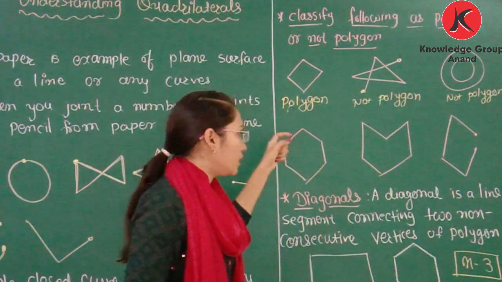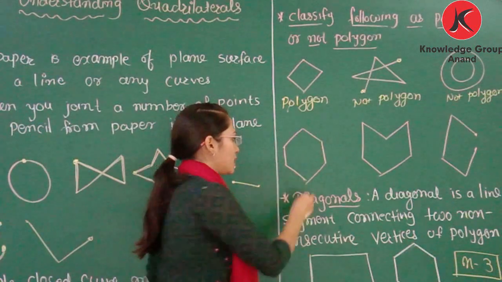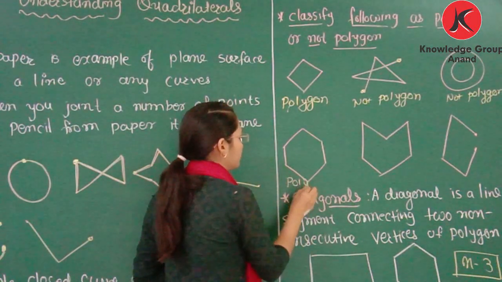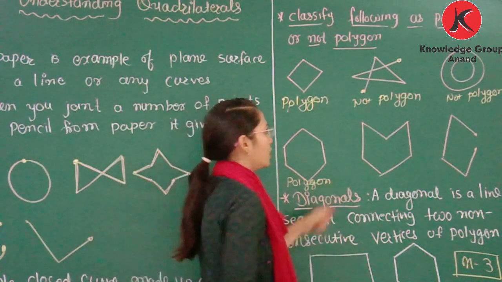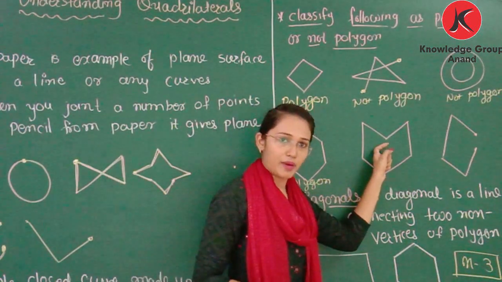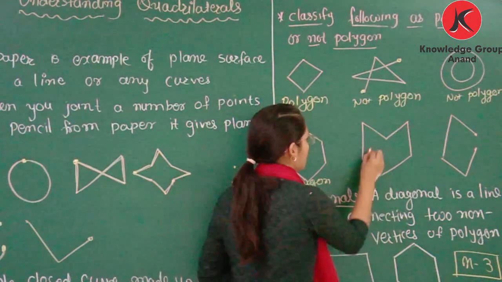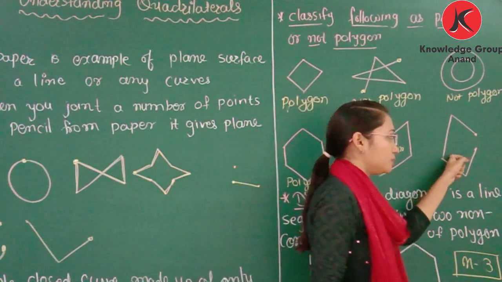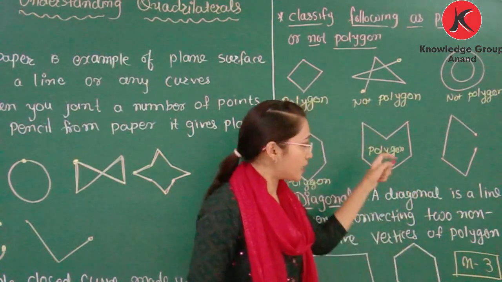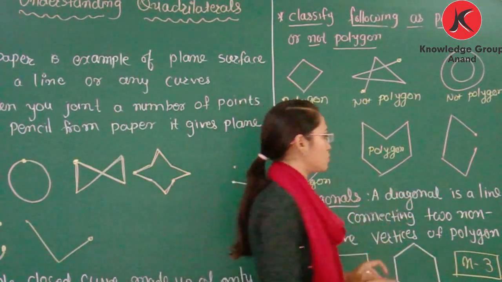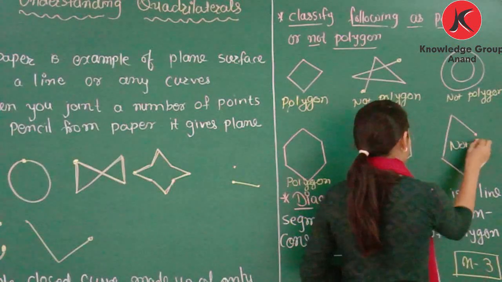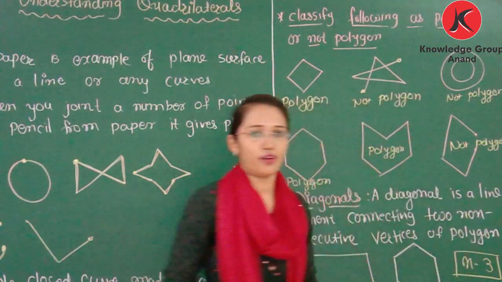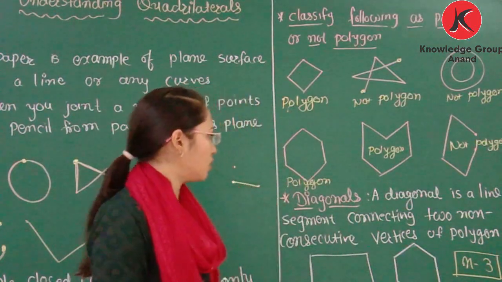This shape here is made up of line segments and it is a closed curve, so it is a polygon. Here it is also made up of line segments and it is closed, so it is a polygon. Next, it is made up of line segments but it is not closed. That's why it is not a polygon. This way you can classify the figures as polygon or not.